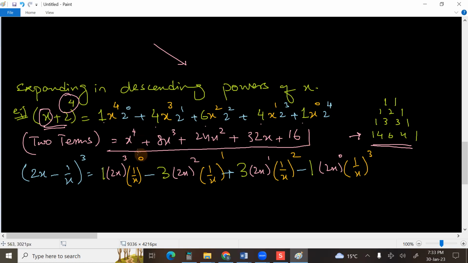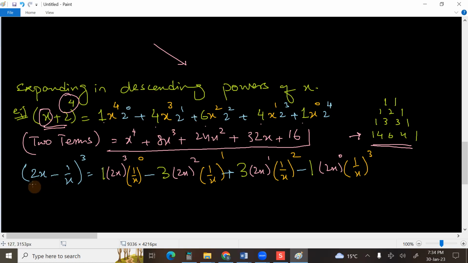Sometimes the examiner may ask you, write the sum of the first three terms, or just the first three terms in the expansion of x plus 2 whole power 4 in the descending powers of x. So that is something to be considered.